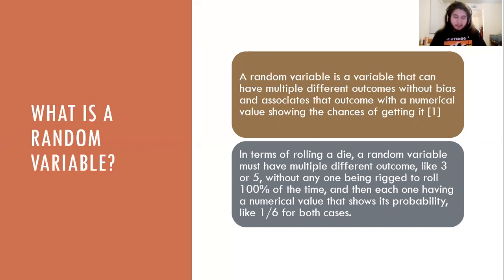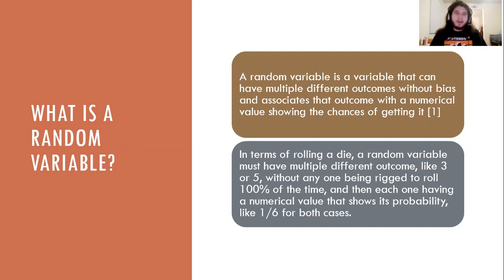A way I like to think about it is in terms of time. A random variable must have multiple different outcomes, like 3 or 5, without any one of them having anything rigged to make it occur 100% of the time. And each one of those outcomes must have a numerical value that shows its probability, like 1/6 for the cases mentioned before. Or another way to say it is that you can think of a random variable as a variable that can occur between any two numbers.